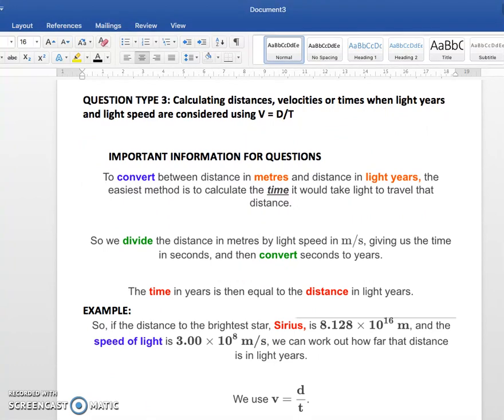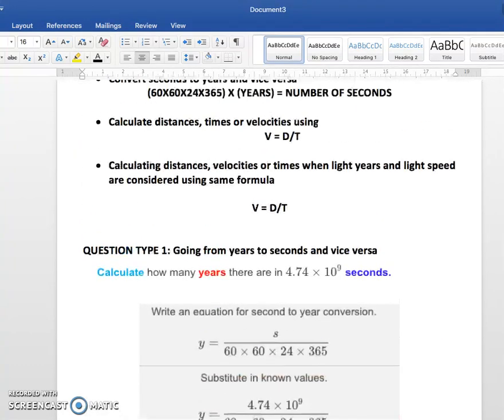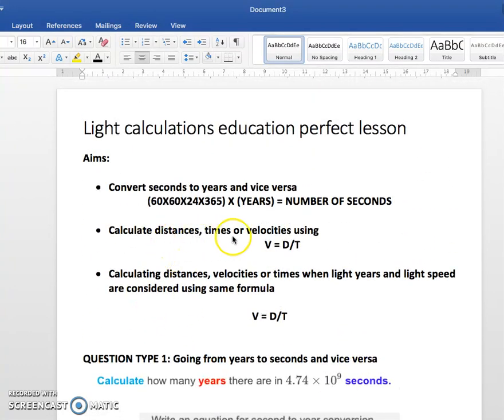Question 3 type. So we've answered the first 2 aims. We've calculated distances using this equation. We've calculated the number of seconds and years and vice versa. And now we're going to go the next step, which is looking at light years and light speed in the same formula.